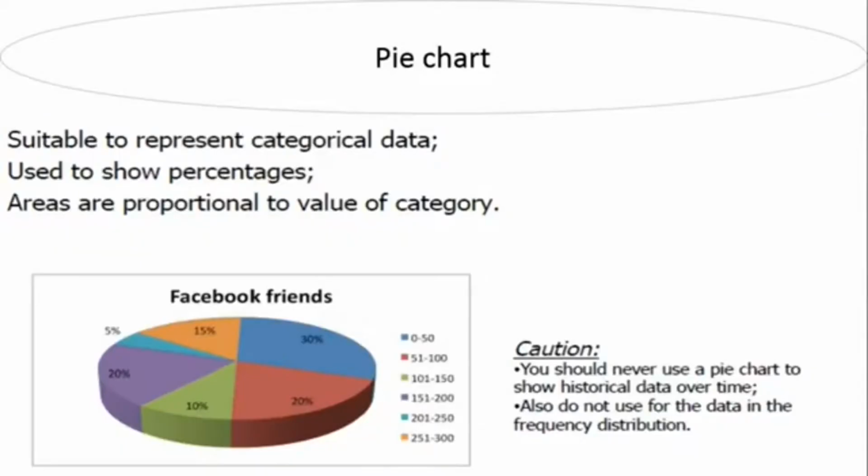A pie chart is suitable to represent categorical data, used to show percentages, where areas are proportional to the value of each category, as I told you very soon. That's the case of the Facebook friends that I showed you earlier in this tutorial, and you can make a pie chart presentation of this situation. But be cautious, because you should never use a pie chart to show historical data over time, and also you do not use it for data in a frequency distribution.